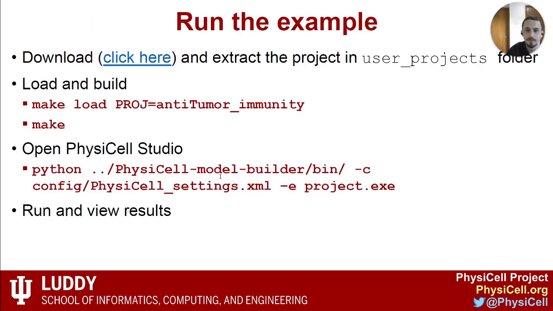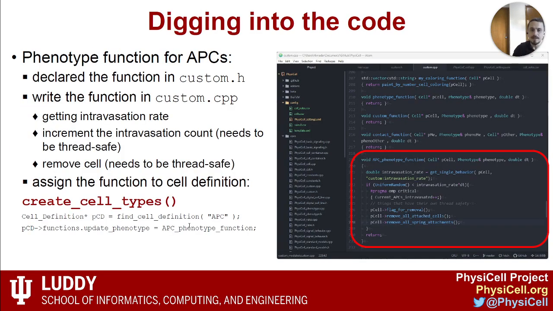So to follow this model for that example, you can download and extract the project and use it in the project folder by just giving the load command to load the project anti-tumor immunity, and after that you run make for building. After building, you can open PhysiCell Studio to interact with the code, run it, and visualize the results. So let's begin.